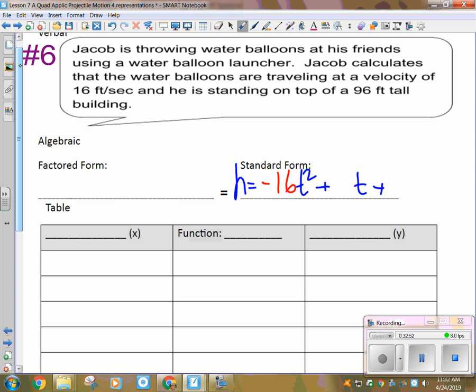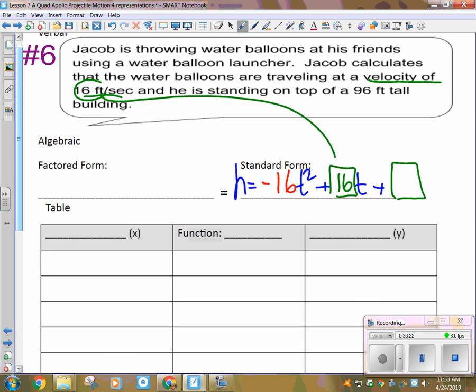The middle one's what? Got to go back and look at your notes. Go back to the other sheet and look at your notes if you need to. Is this my start height or is that my start velocity? Velocity. So which number is my velocity? 16 or 96? Velocity of 16. So 16 goes where? Right here. You've got to be able to figure that out for yourself.